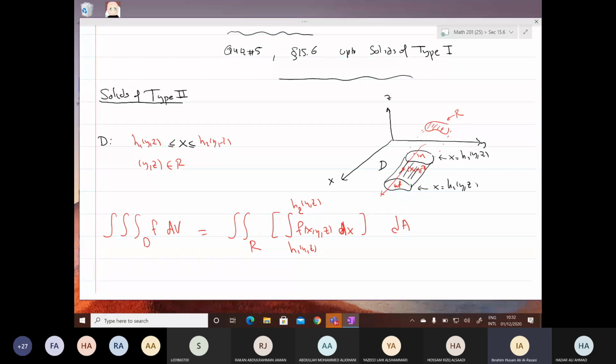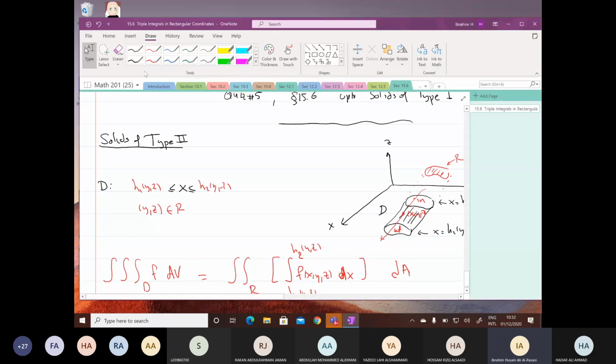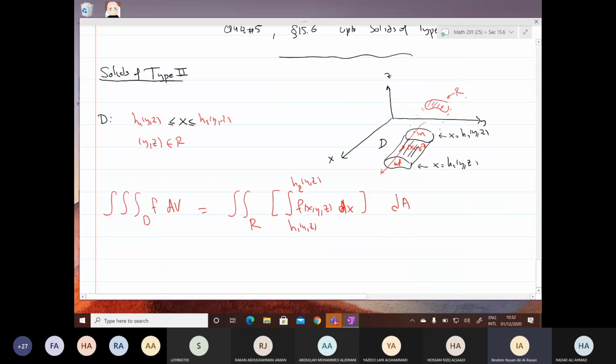There is nothing really new, except in describing the surfaces. Here it is not z as a function of x and y, but x as a function h of y and z. The idea is the same. In essence, it is the same idea as type 1.